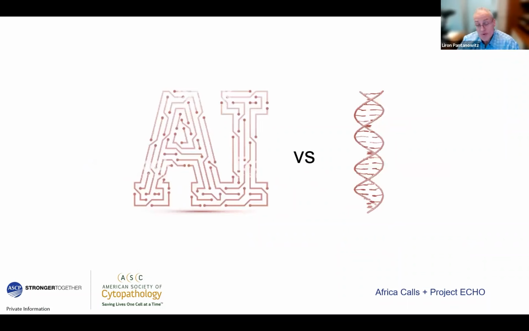One of the things that we're probably going to have to figure out how to do going forward is, if we have challenging areas, how are we going to solve them? Are we going to use AI to solve them? Or are we going to use molecular testing? I'll give you two examples.